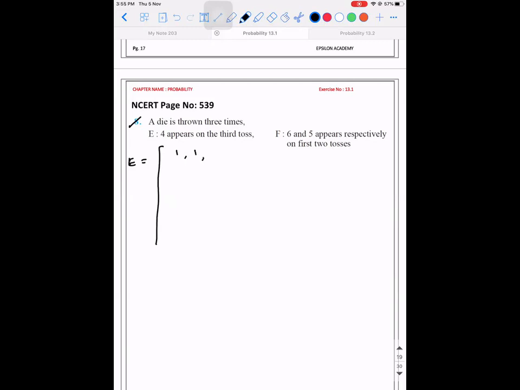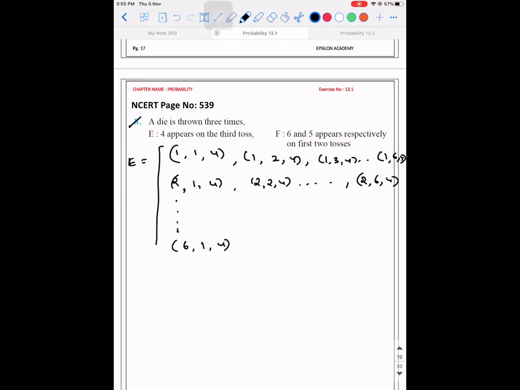1, 1, 4, 1, 2, 4, 1, 3, 4, so on till 1, 6, 4. Next, start with 2: 2, 1, 4, 2, 2, 4, goes on till 2, 6, 4. It keeps on going like this. What will be the last term? 6, 1, 4, 6, 4, 6, 6, 4. So how many such elements are there? 6 elements in this row, 6 such rows, so 36 elements. So the number of elements in E is 36.